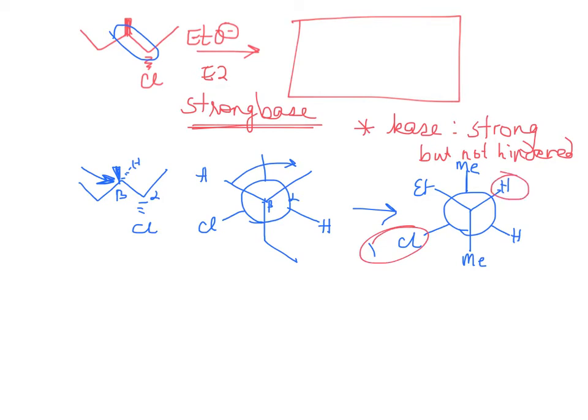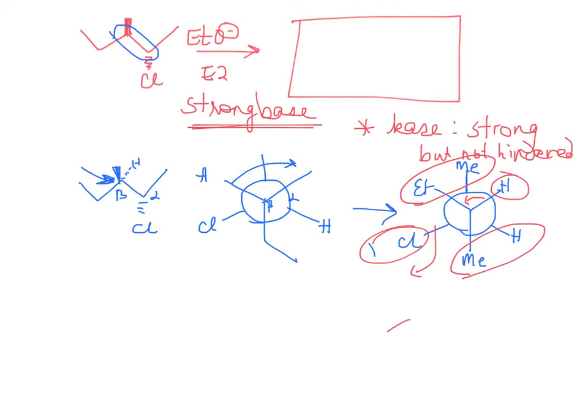So your E2 reaction can take place. What does that mean? That means that as Cl leaves, hydrogen is going to donate its electron pair to the carbon-carbon bond. That means that the ethyl and the methyl should be on the same side, and the methyl and the hydrogen should be on the same side.